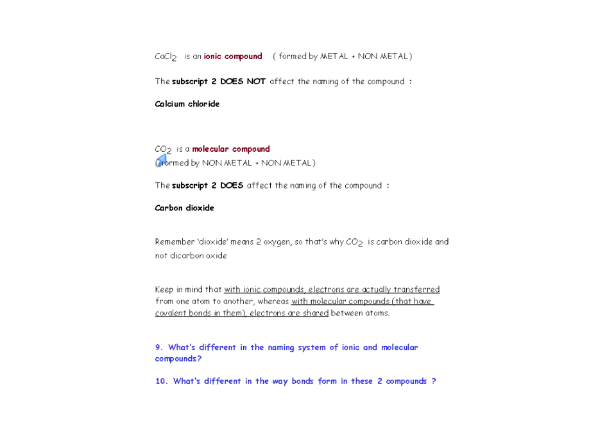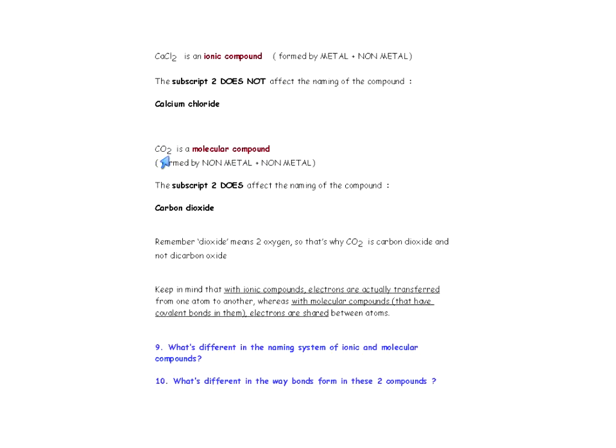On the other hand, if you're talking about a molecular compound like carbon dioxide, first of all, it's formed by a nonmetal plus another nonmetal. In this case, the subscript 2 does affect the naming, so it's carbon dioxide. And remember again, it's dioxide, it's not dicarbon oxide, right?